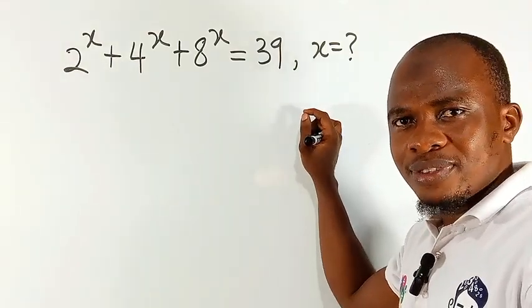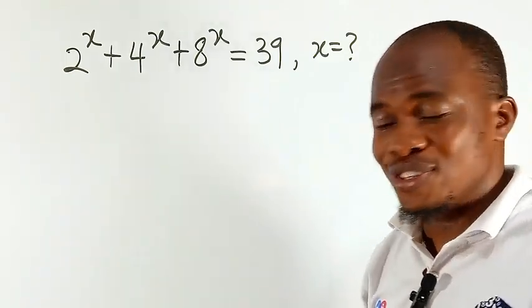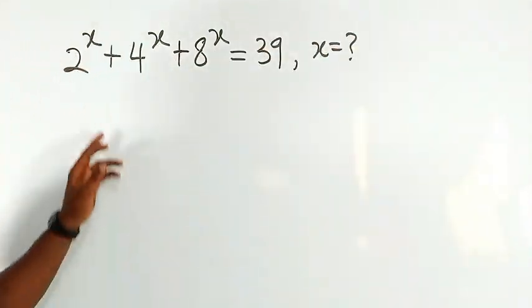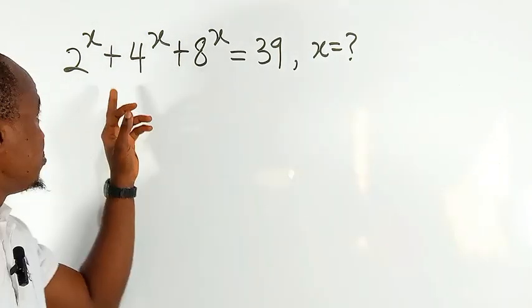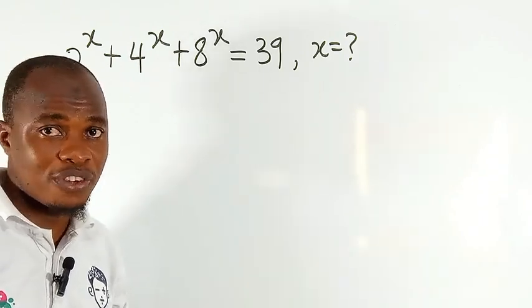Hello everyone. In this video we are going to solve this question on the board. So let's see how we can solve it. We have 2 to the power of x plus 4 to the power of x plus 8 to the power of x equals 39. So what's the value of x?